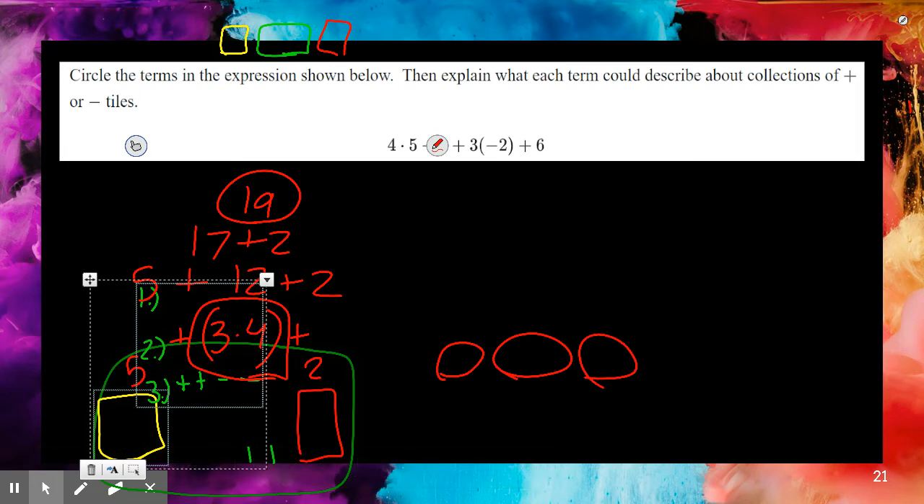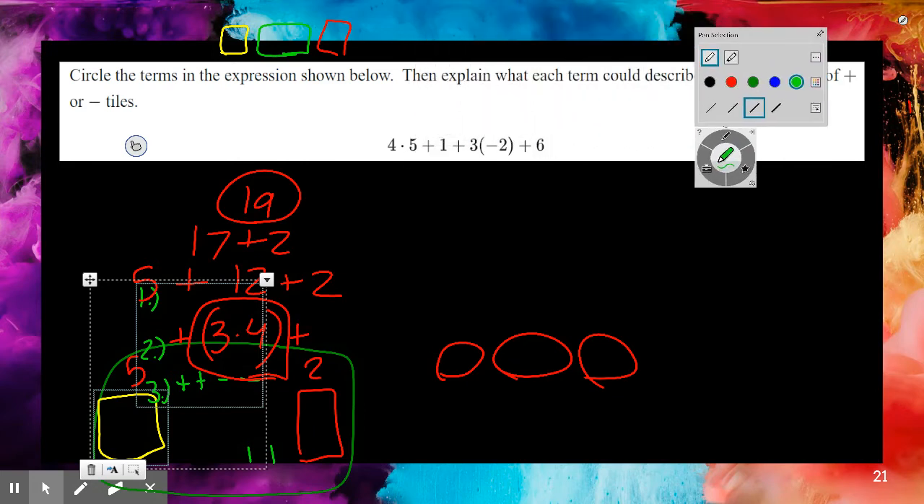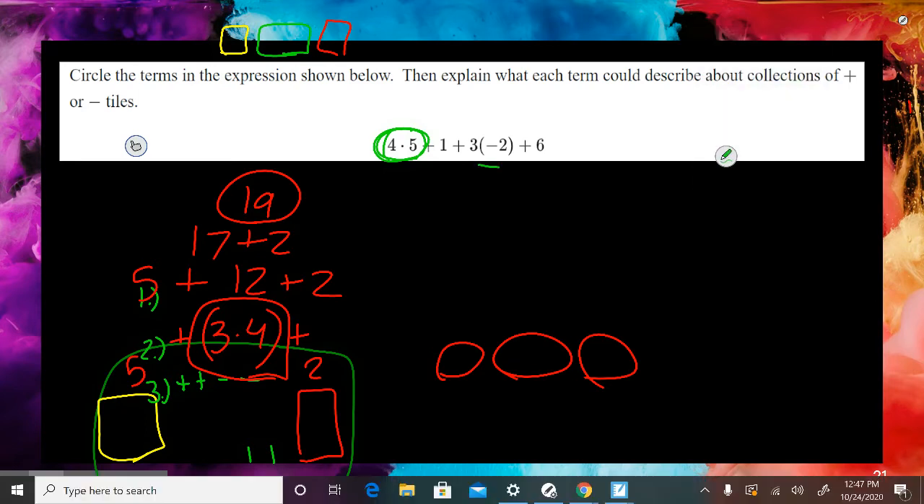All right, so now it says circle the terms in the expression below and explain what each term could describe about collections of positive and negative tiles. All right, so let's start off with circling the terms. We'll do it in this light green here. It's a nice color. So 4 times 5 would be a term, right? That's not standing alone. And then 3, and then in parentheses, negative 2, or 3 times negative 2. That's another numerical term because that doesn't stand alone.